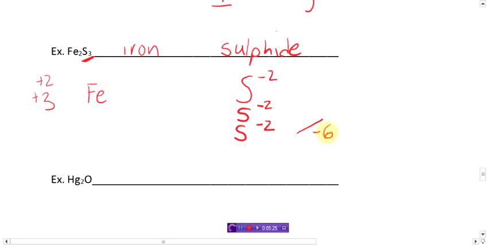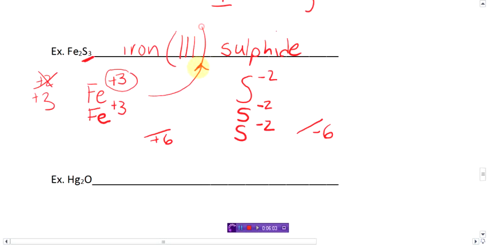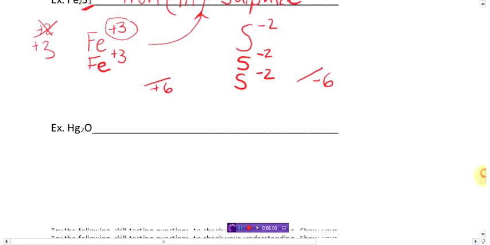So if the total charge on this side is -6, the charge on this side has to be +6 to balance. How many irons do we have? Well, we've got 2 of them. So if we look, our only choices are that iron can only be 2 or 3. So if we put a 2 in there, we'll have 2 and 2, that'll be 4. That won't balance out, but 3 will. The ion charge for this formula, Fe2S3, has to be 3. Iron 3 sulfide. Okay, so for this one we had to do a little bit more work, and as you get faster you might not have to show all your steps.